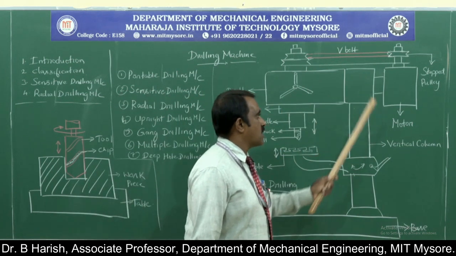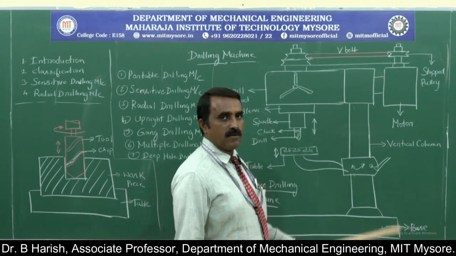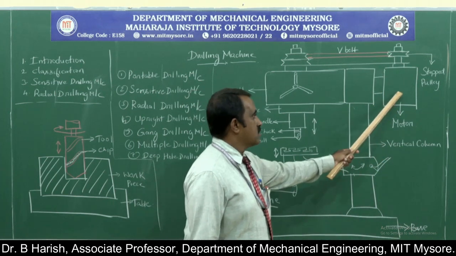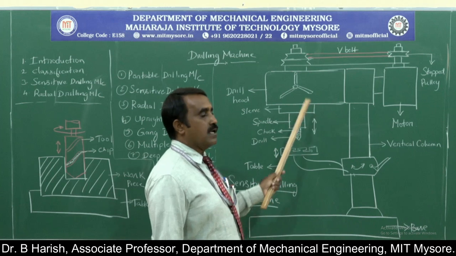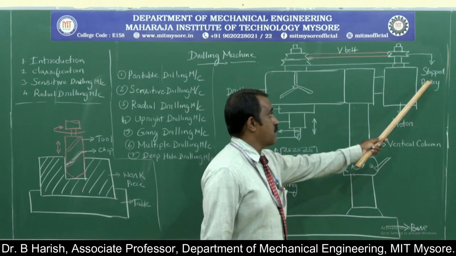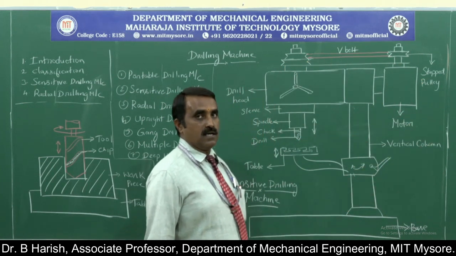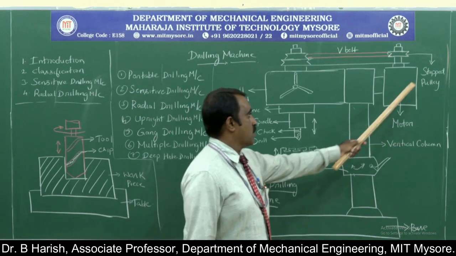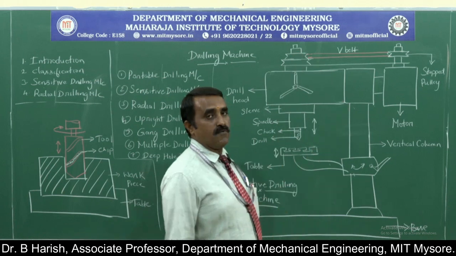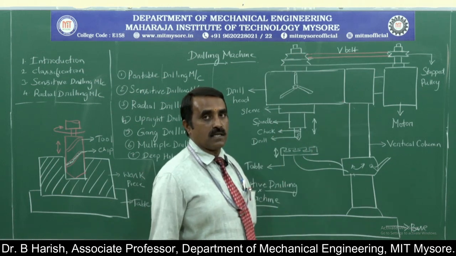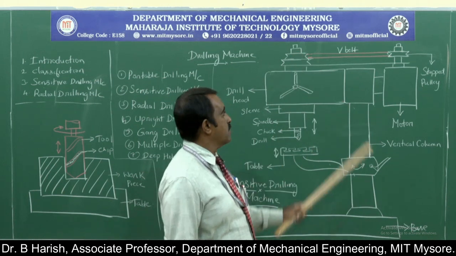On the other side of the vertical column, you will have a motor. The motion from the motor has to be transferred to the spindle. For that we have this stepped cone pulley arrangement. You can see these are in the shape of a cone. The pulleys are there, hence it is called a stepped cone pulley.